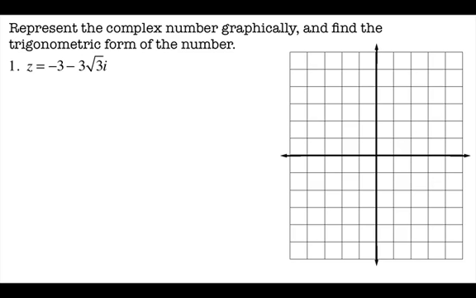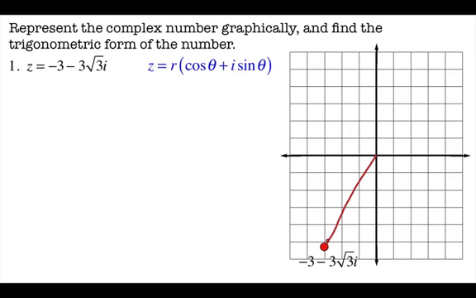It says represent the complex number graphically and find the trigonometric form of the number. Trigonometric form is right here. So we need to find the radius and theta. So let's graph this point. Notice it is in another quadrant. So we need to generate the r, find the theta. You should see that this is, let me use red.